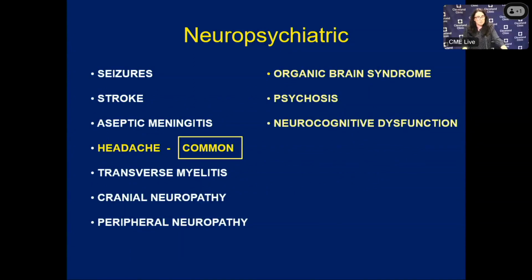Neuropsychiatric disorders are thought not to be common, but when we include headaches and mild cognitive dysfunction, they become quite common. These are some of the examples of how patients can present, for example, seizures, stroke, septic meningitis, transverse myelitis, and in the presence of any of the symptoms, lupus should be thought of.